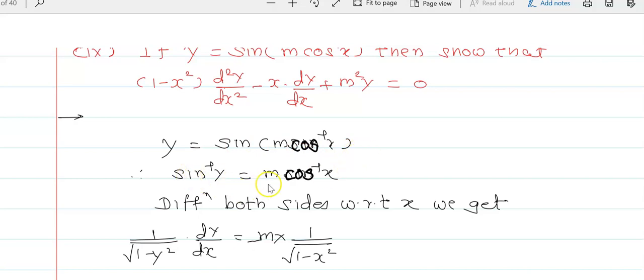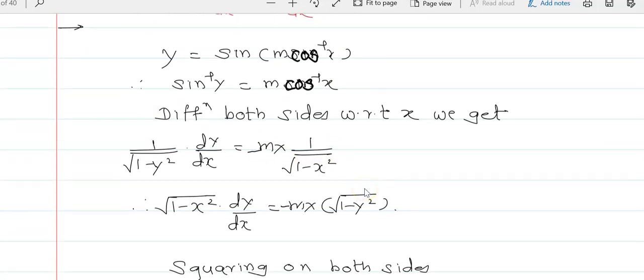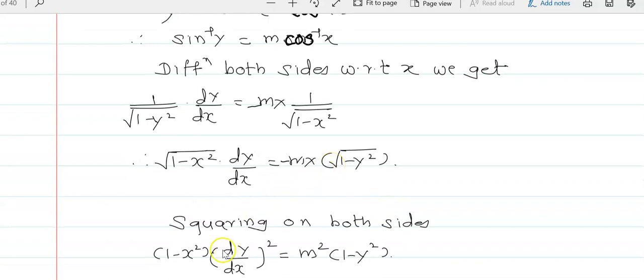Therefore, sine inverse of y is equal to m cos inverse of x. Differentiate with respect to x. Therefore, 1 upon root of 1 minus y square into dy by dx is equal to the derivative of cos inverse, that is minus m into 1 upon root of 1 minus x square. And simplify this. That is 1 upon root of 1 minus y square on the right hand side will go to the left hand side. That is root of 1 minus x square into dy by dx is equal to minus m into root of 1 minus y square. Now squaring on both sides, therefore you will get 1 minus x square into dy by dx bracket square is equal to m square into bracket 1 minus y square.